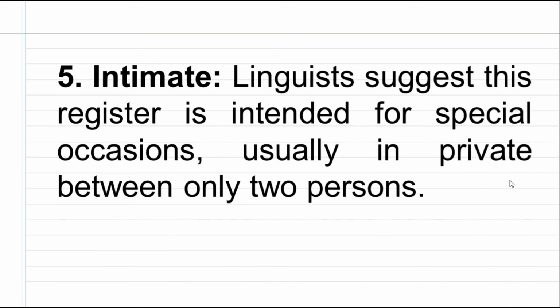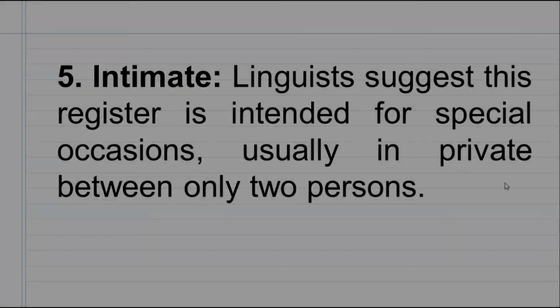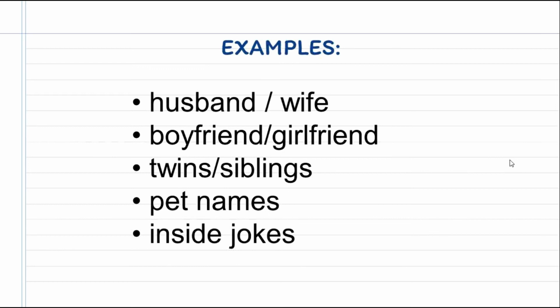And lastly is intimate. Linguists say that this register is reserved for special occasions, usually between only two people and often in private. Intimate language may be something as simple as an inside joke between two college friends or a word whispered in a lover's ear. So this kind of language is being used by husband and wife, boyfriend or girlfriend, twins, siblings, pet names, and inside jokes.